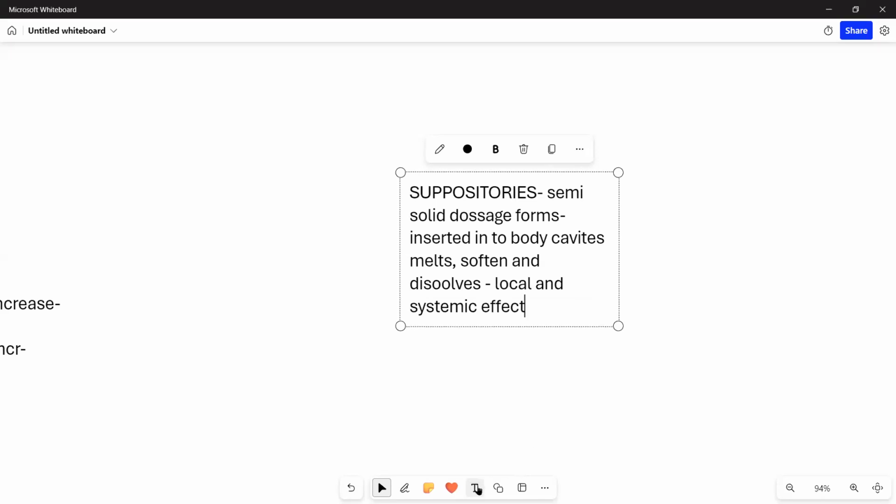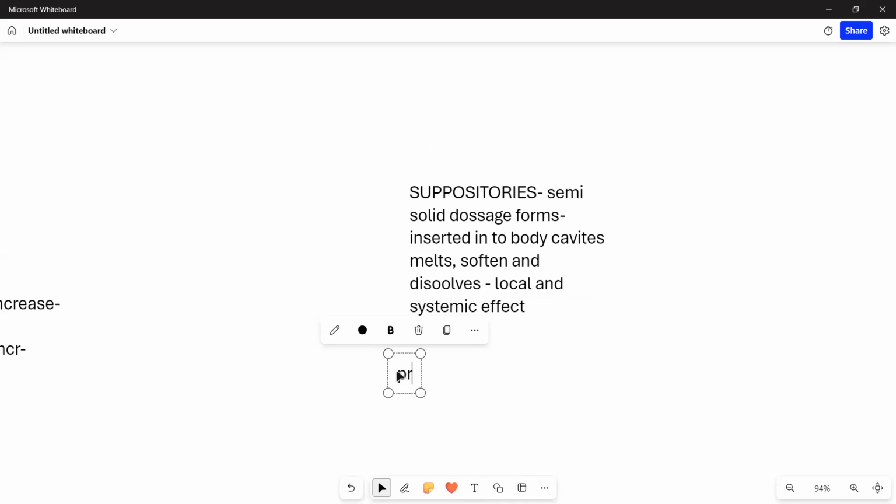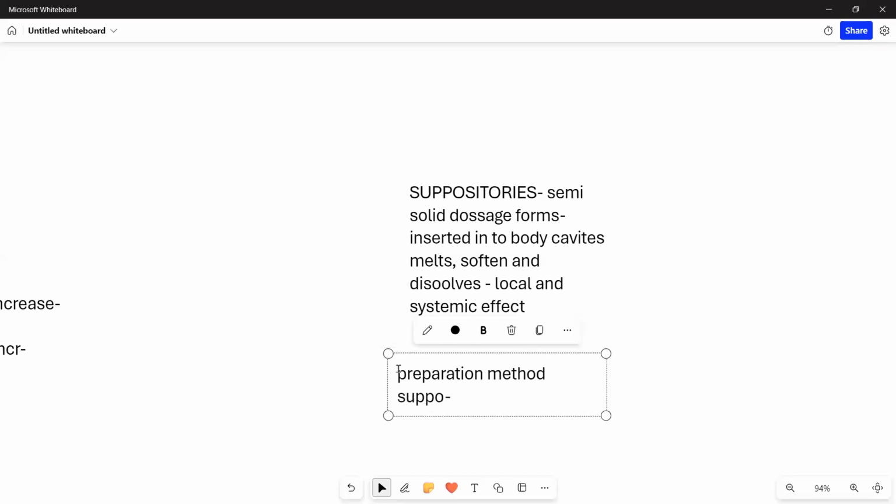So the most widely used method for the preparation of suppositories. Guys, do you know which method is mostly used for the preparation of these suppositories? It is prepared by compression molding. Compression molding is the most widely used method to prepare the suppositories.